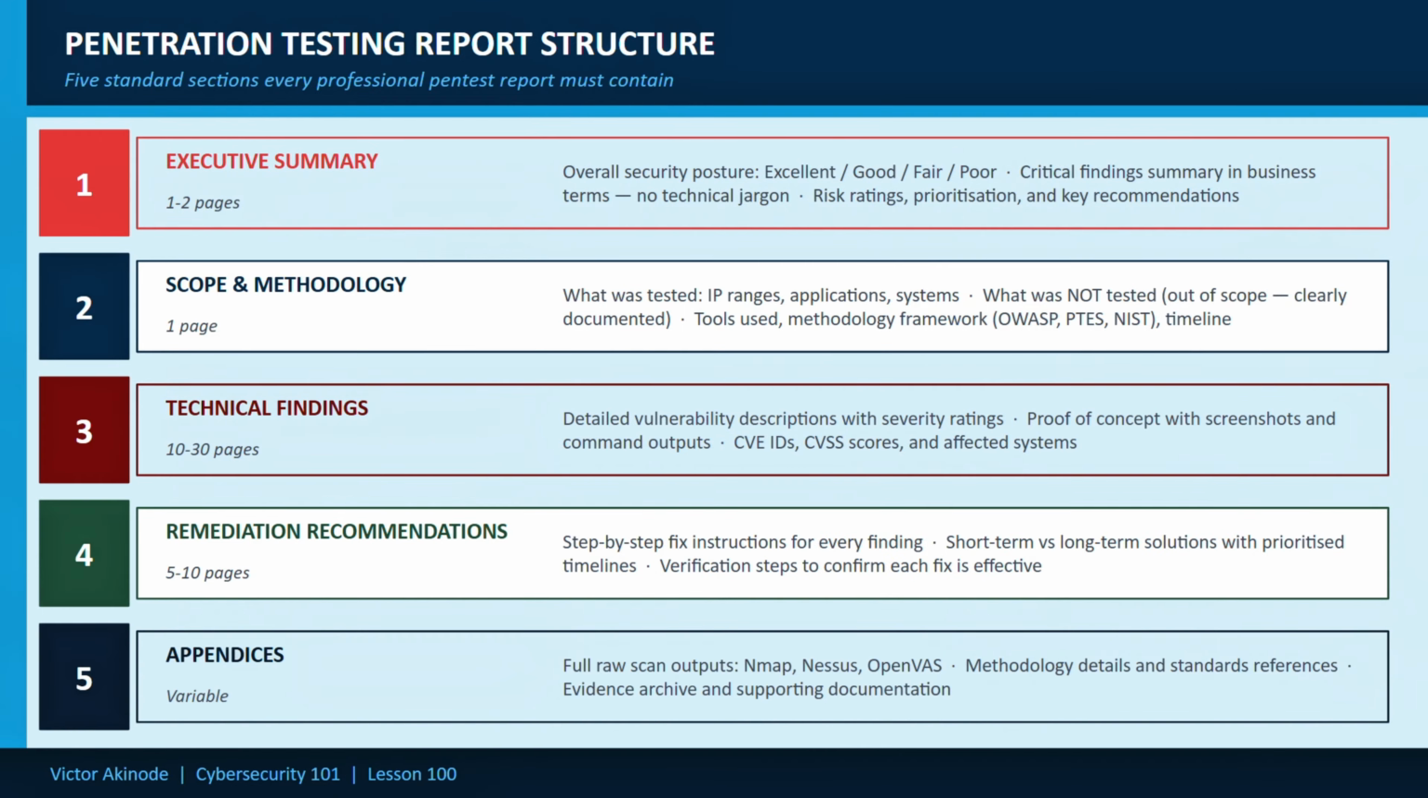And to the last section, which is appendices. Here we are going to have full scan outputs from tools such as Nmap, Nessus, and other tools. It includes raw tool data, detailed methodology, and references to security standards.